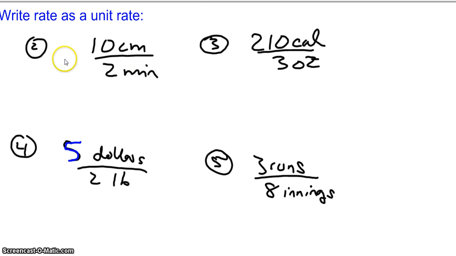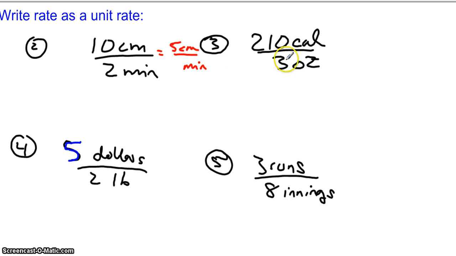Which leaves us with 5 centimeters per 1 minute. Let me jot that down. This equals 5 centimeters per 1 minute. We don't even have to write the 1, do we? And we know it's 5 centimeters per 1 minute.